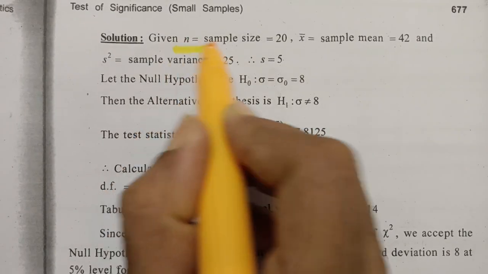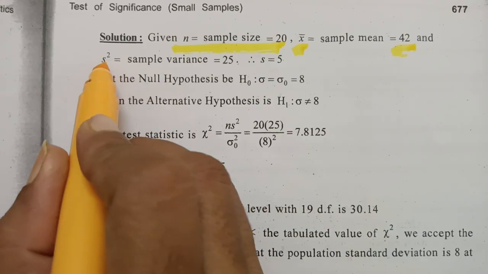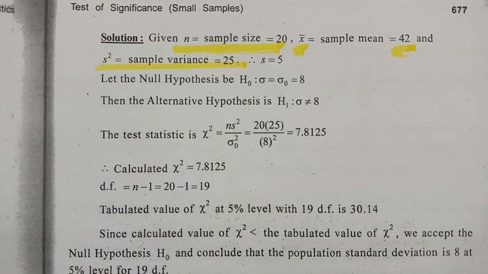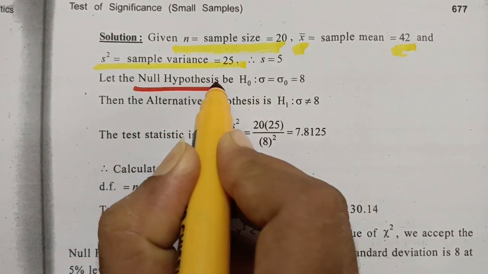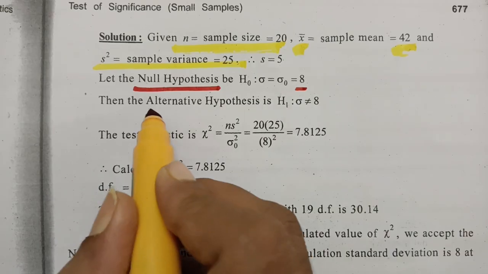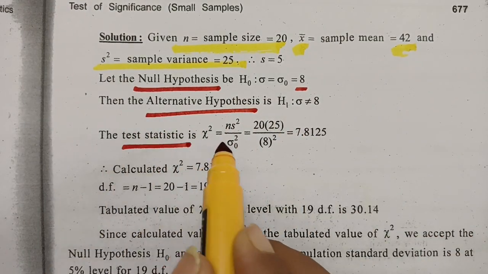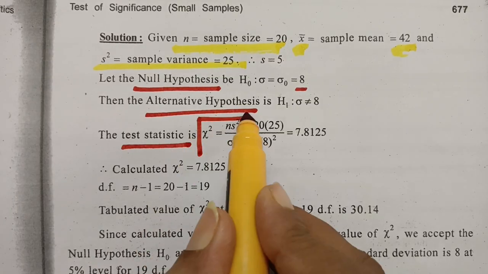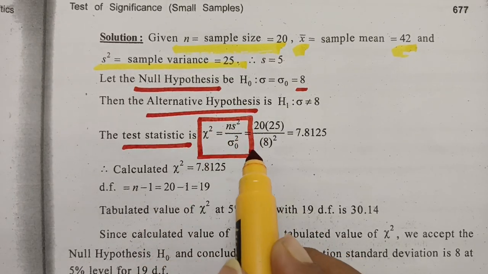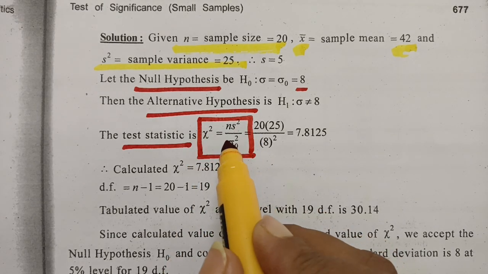The sample size is 20, x bar is equal to the mean, which is 42, and s square is equal to 25. As usual, we have to go with 5 steps. The first step is the null hypothesis: sigma is equal to sigma naught, which is equal to 8. Alternate hypothesis: sigma not equal to 8. Here is the test statistic. Here is the formula, very important, when the mean and the variance are given: chi square is equal to n s square by sigma naught square.